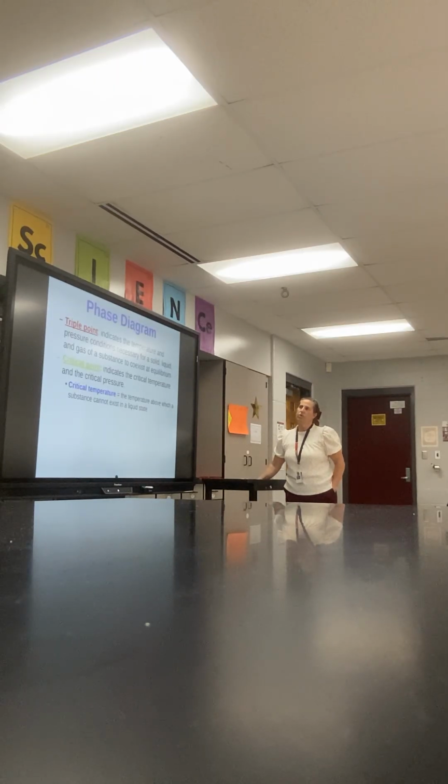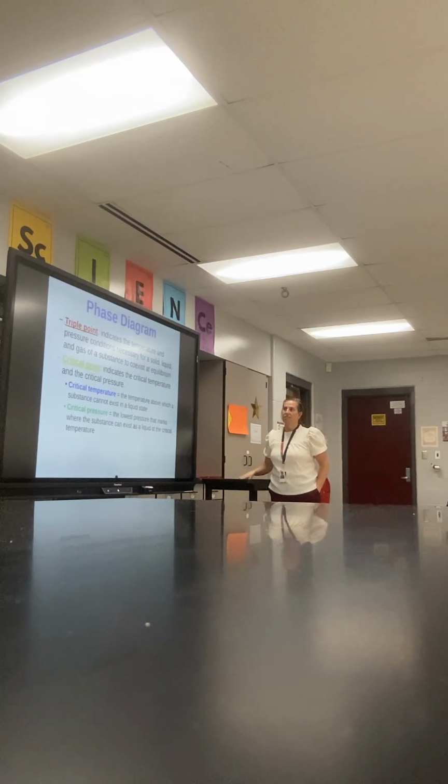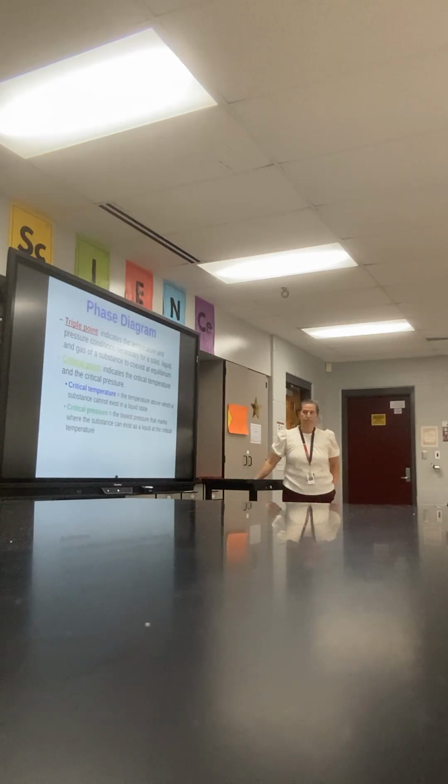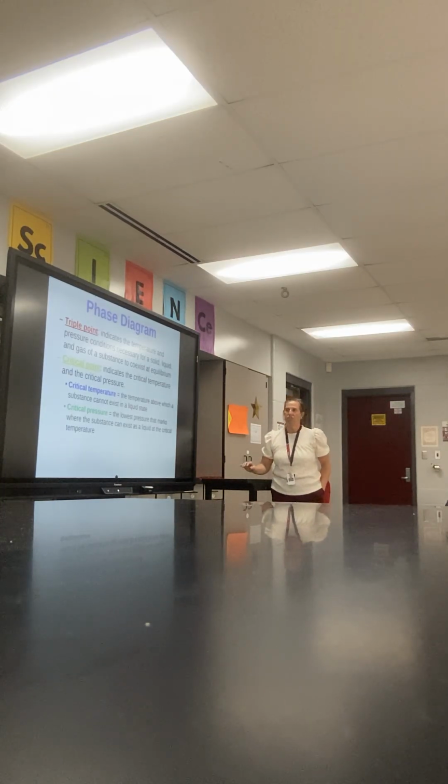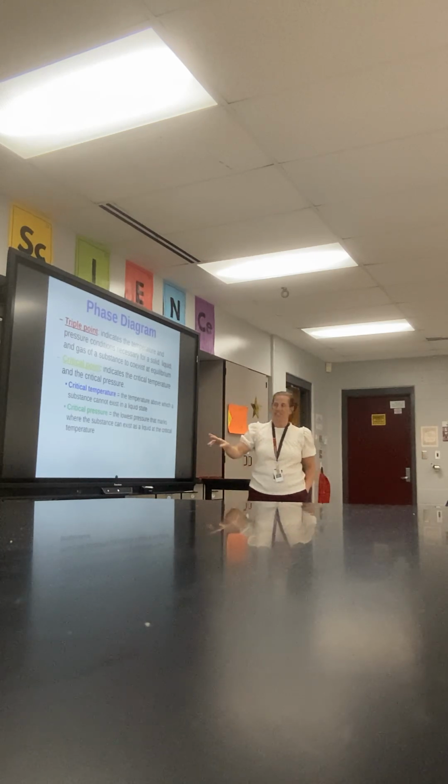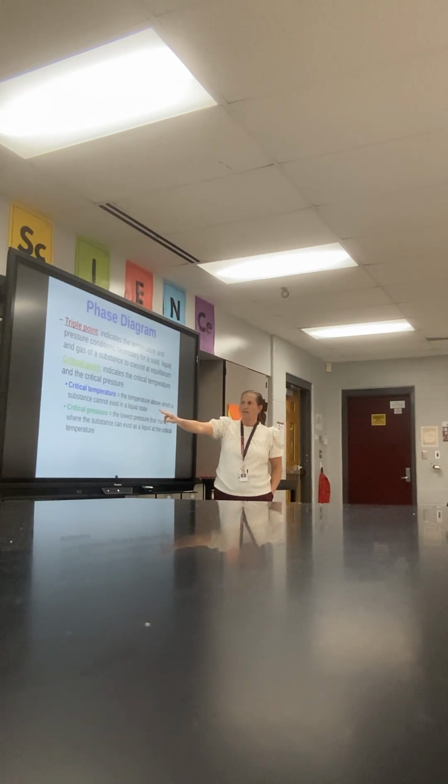Okay, so the triple point indicates the temperature and pressure conditions that are necessary for a solid, a liquid, and a gas to coexist at equilibrium. The critical point indicates the critical temperature and the critical pressure. That critical temperature is the temperature above which substances cannot exist in the liquid state, okay? Which means that it would be either a gas or a solid. Okay.